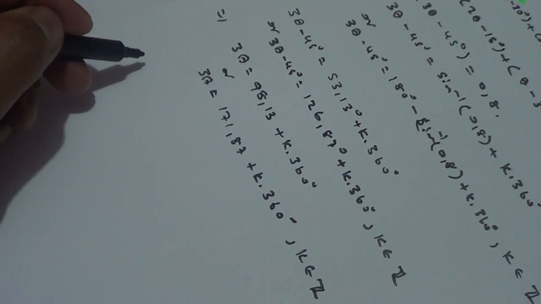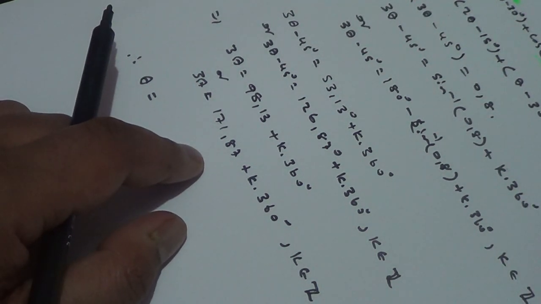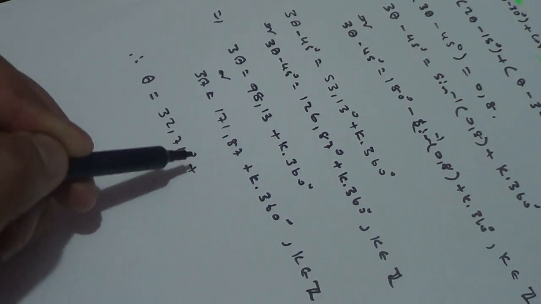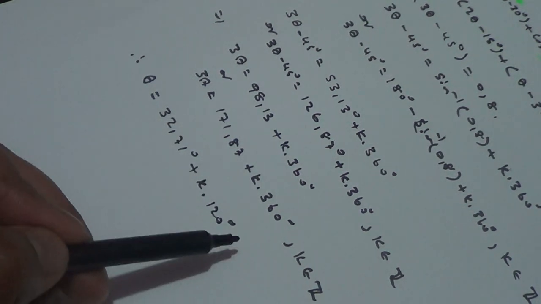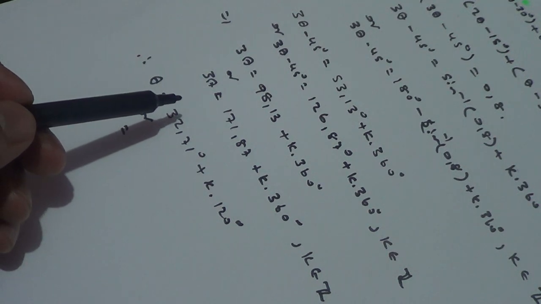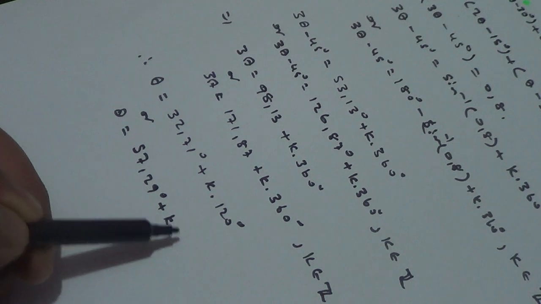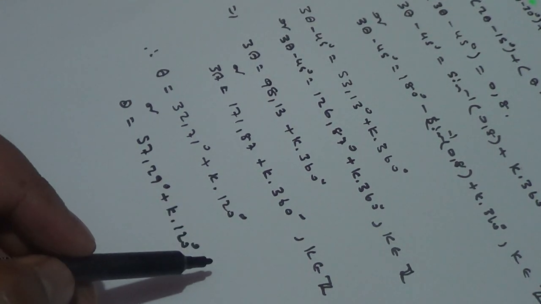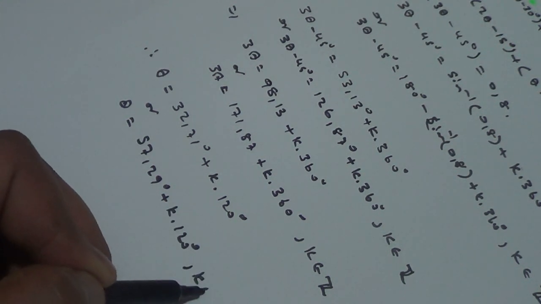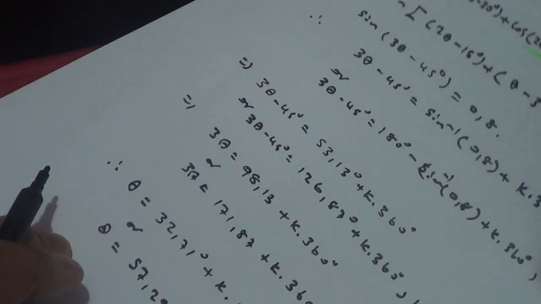Alright, so we're doing it. Now we can finally solve this one. Therefore, theta is going to be, we divide by 3. So 98.13 divided by 3 is going to be 32.71 degrees plus k times 360 by 3, which is 120 degrees. Or theta is going to be equal to 171.87 divided by 3, which is 57.29 degrees plus k times 360 by 3, which is 120 degrees. Just confirm in case I'm losing my mind. 360 divided by 3, yeah. Where k is an element of integers. I'm getting a bit whacked, and my writing is horrendous again.